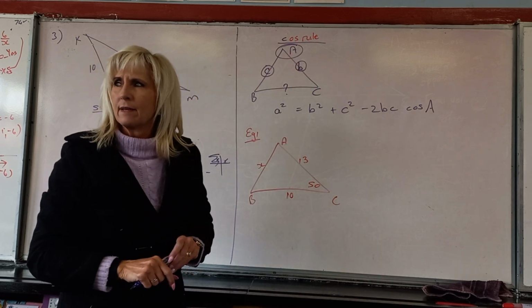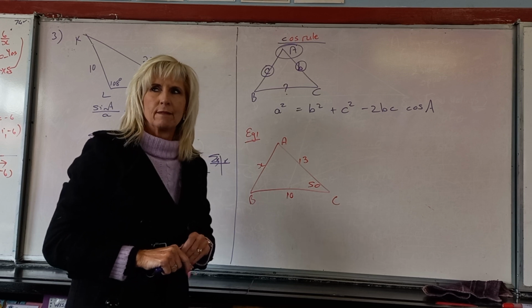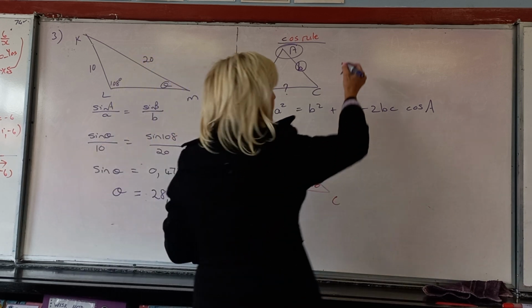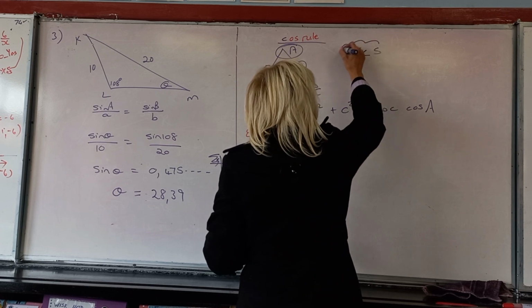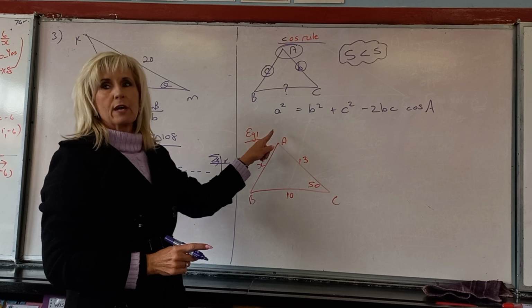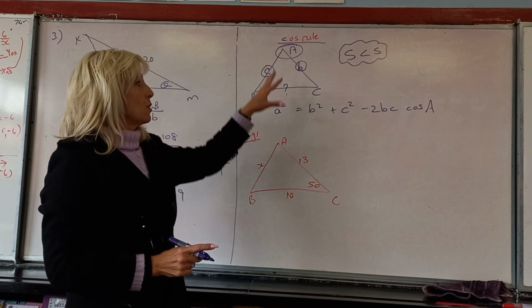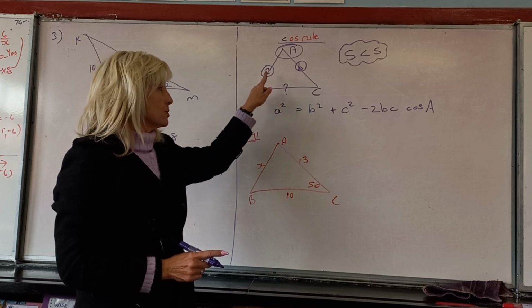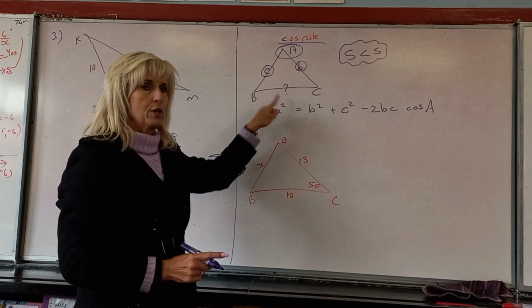Two sides, and then which angle? The included angle. That's very important. So you need two sides and the included angle. Then you'll be able to work out the third side. So if I have two sides and the included angle, I'm going to use those two sides and included angle to find the third side.